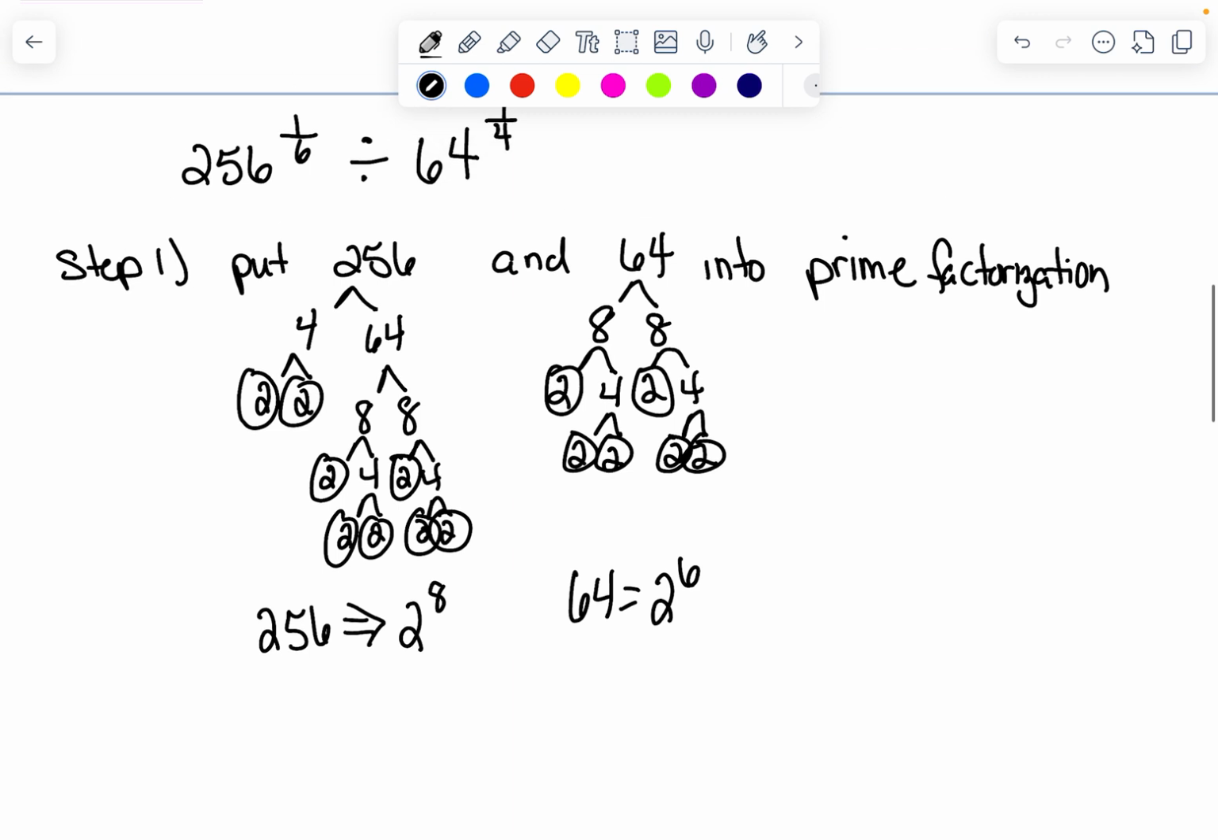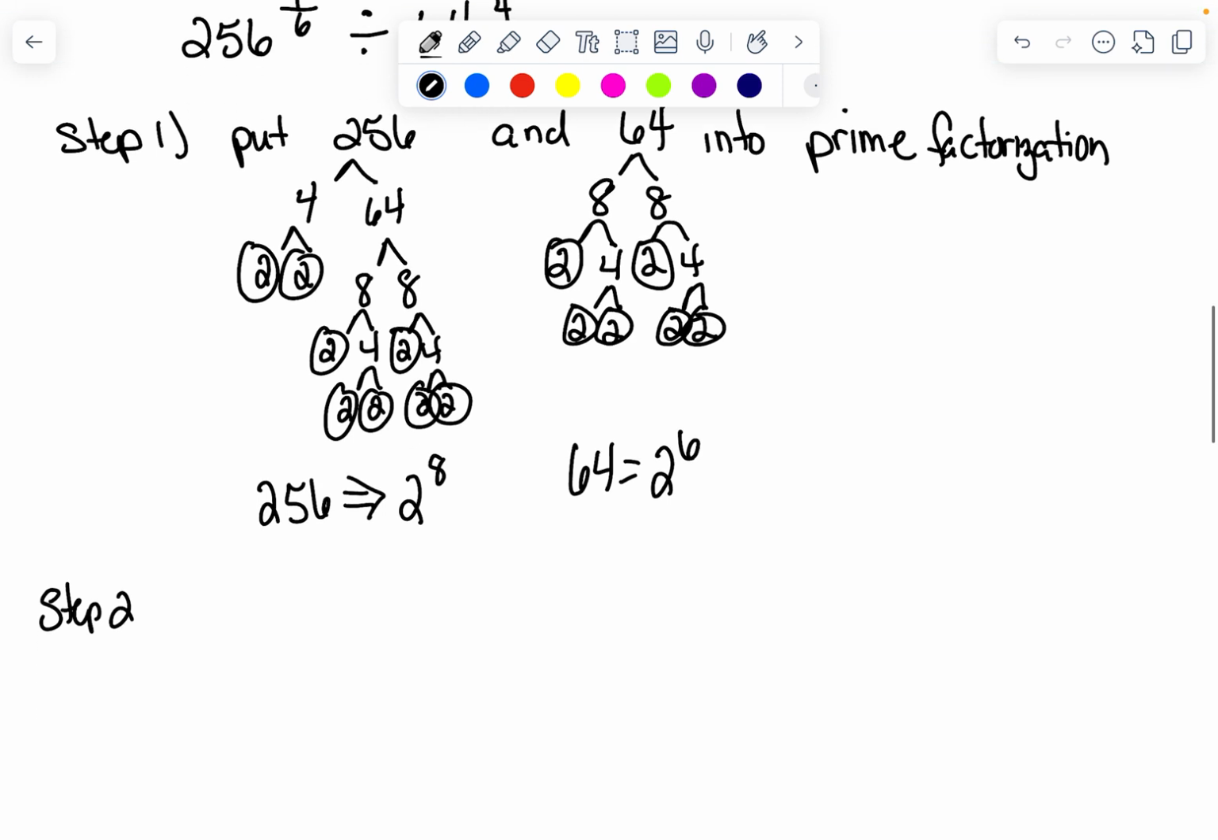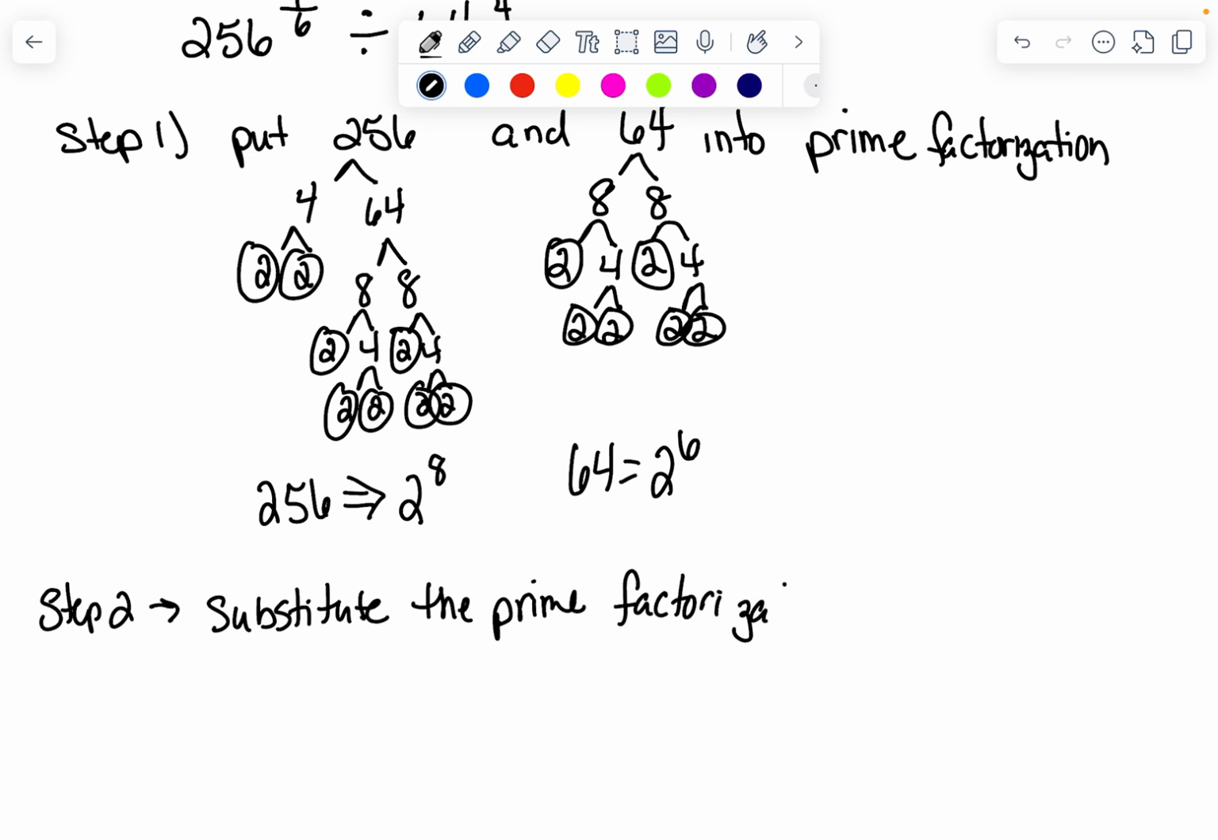Now, we will then use what we did before, our step 2, is we will substitute the prime factorization for the whole numbers in the original problem.